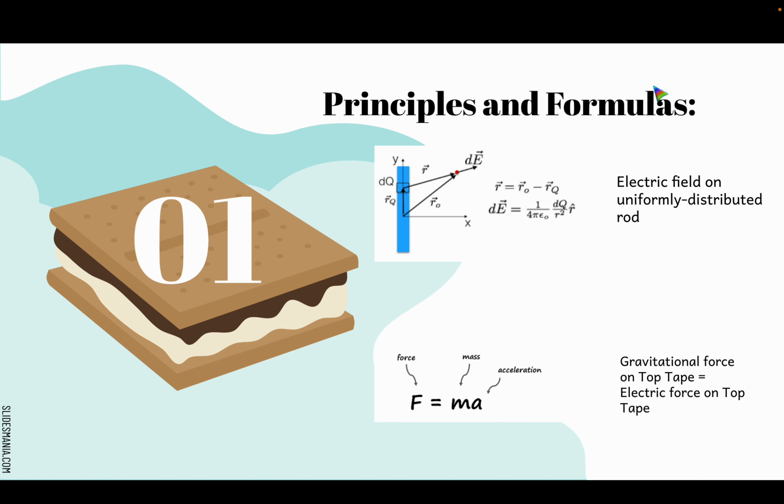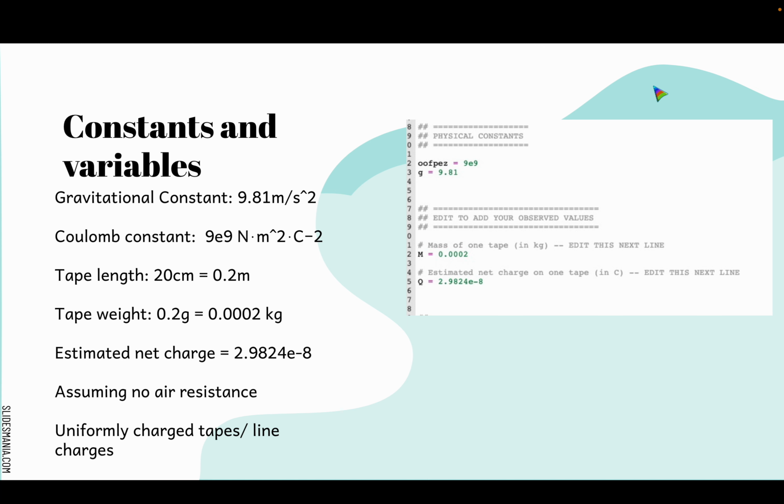We also use the second law and third law in this lab. F equal to ma can bring us the gravitational force on top tape equal to the electric force on top tape, so that we can get our estimated total charge on top tape. And for the constants and variables we used in this lab, they're basically similar to the lab 1 report.